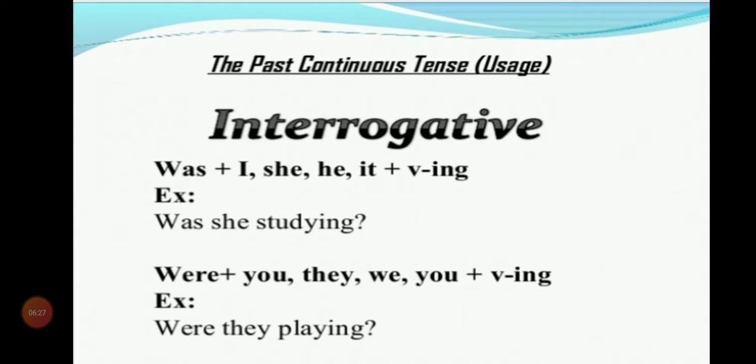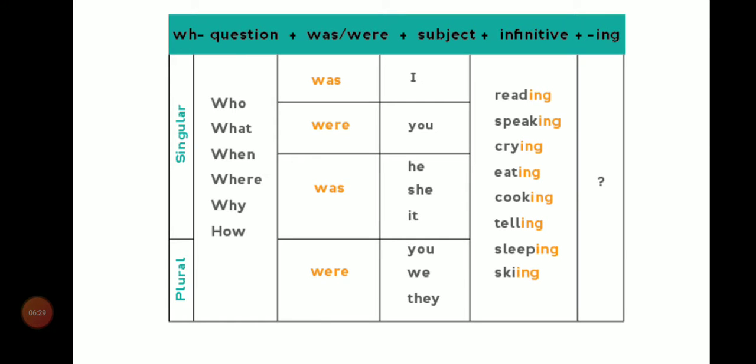What about the wh- question words? We start with the wh- word. After that, we write was or were, then the subject, then the verb in the gerund form plus ing. So, let's read one of these examples. When were you cooking? I start with when, the wh- word, then were, because here we have the pronoun you, and then the verb cooking, the verb plus ing.